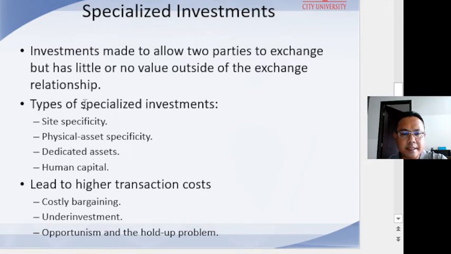So you can see these types of specialized investments: site specificity, physical asset specificity, dedicated assets and human capital. These are types of specialized investment, and they lead to higher transaction costs because of costly bargaining, underinvestment, opportunism, and the hold-up problem.